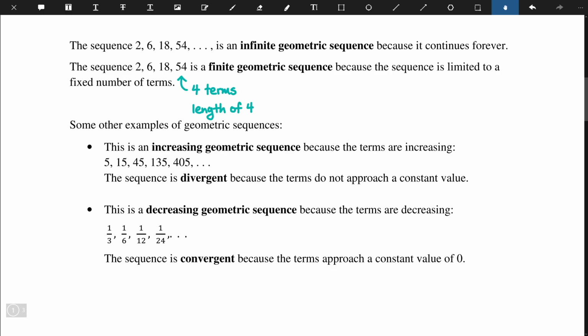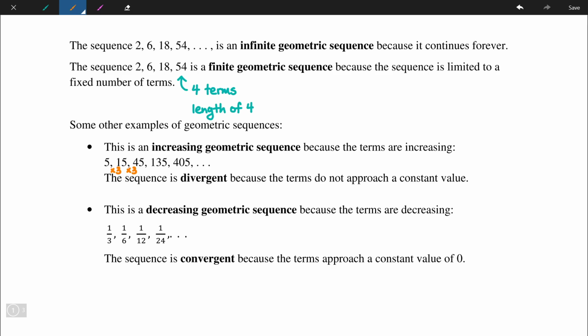Okay, so if we look at geometric sequences, they could be increasing as the terms are getting larger. So in this case, we have 5 times 3 is 15, times 3 is 45, and so forth. So the numbers keep on getting larger, and so it's divergent because it doesn't approach a constant value.